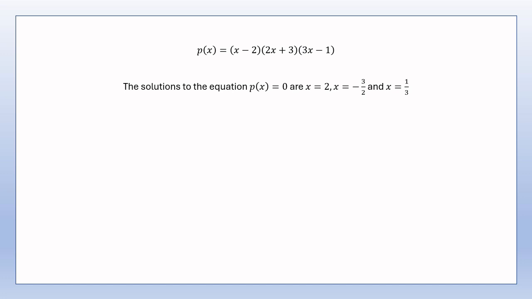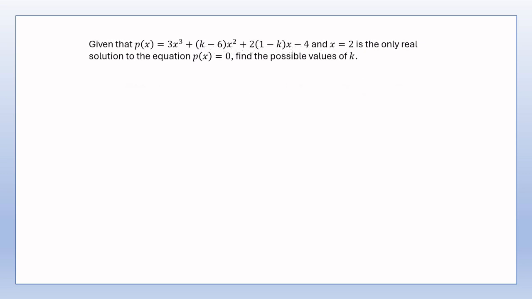Of course, if you were lucky enough to try out the values minus 3 halves and or 1/3, you would find that P of minus 3 halves and P of a third are both equal to 0, in which case you could apply the factor theorem to them. But let's face it, who's going to try those values?